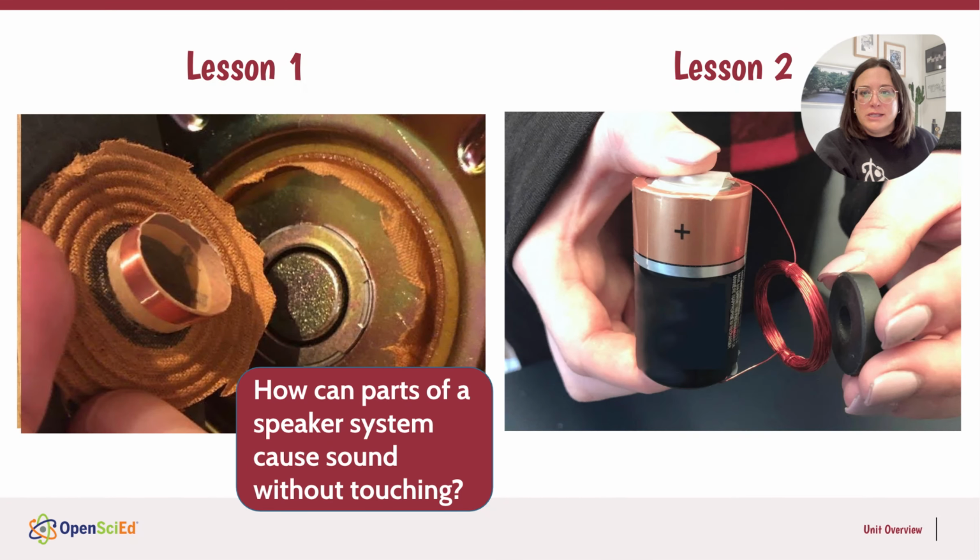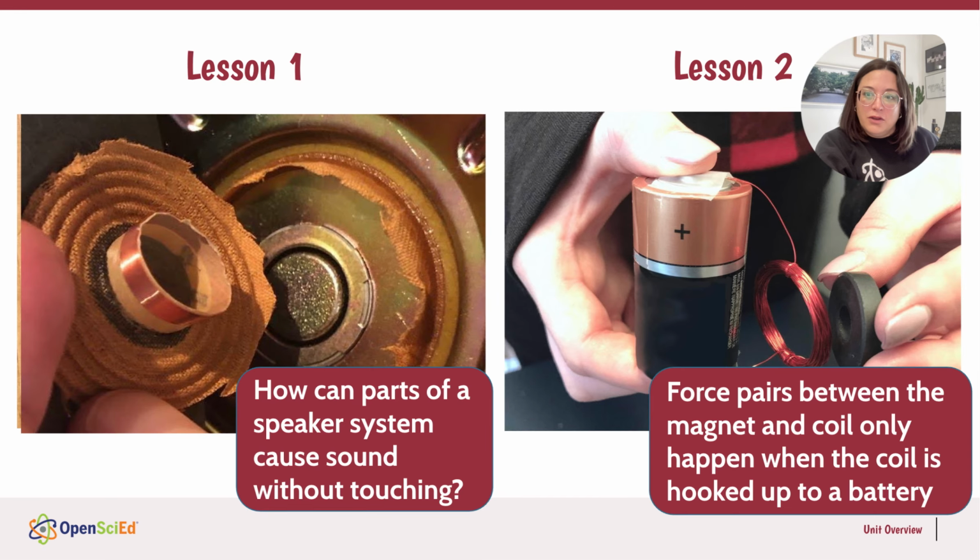So in lesson 2, we experiment with different objects to establish that while certain metals do interact with magnets, such as other magnets, the copper coil does not. We notice force pairs between the magnet and the coil only when the coil is hooked up to a battery. So we know from our collisions and our sound units that contact forces transfer energy through collisions. But where does the energy of the moving coil come from if the parts of the speaker are not touching?